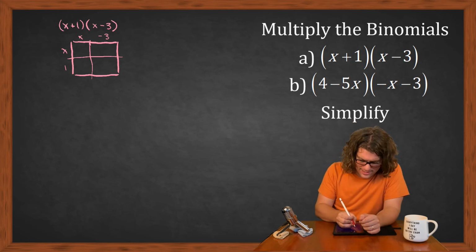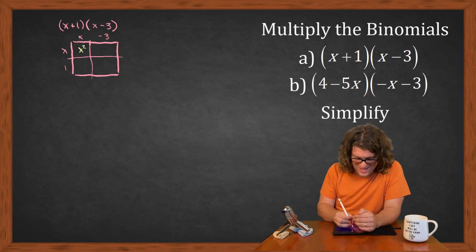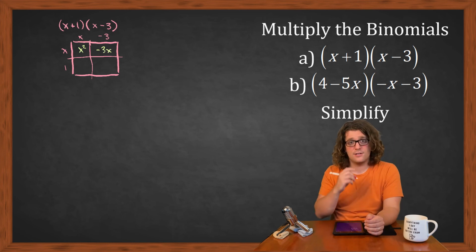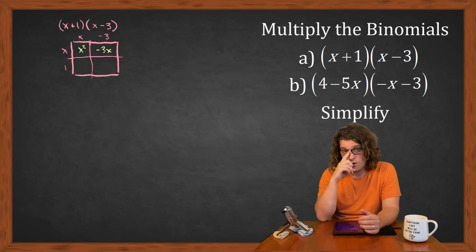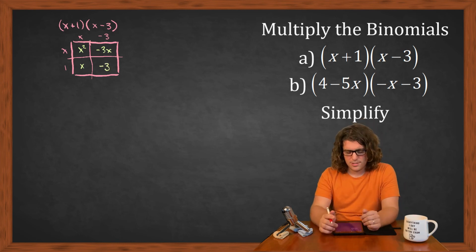So we're going to get x times x, and that's going to be equal to x squared. We're going to get x times -3 in the top right spot, and that's going to be -3x. So you get a negative times a positive, and the overall result is a negative. We're going to get 1 times x. Those are both positives. That's going to give us x. And we're going to have -3 times 1, which is going to give us -3 as our result there.